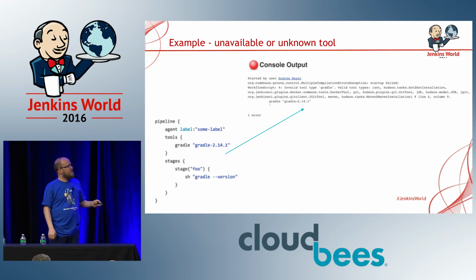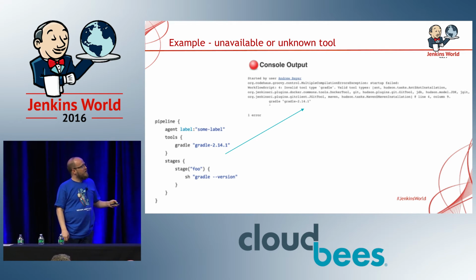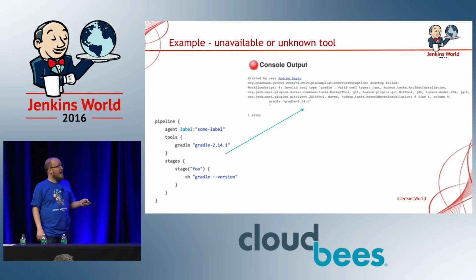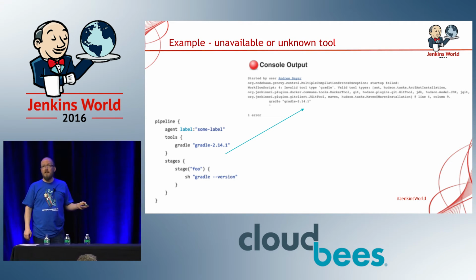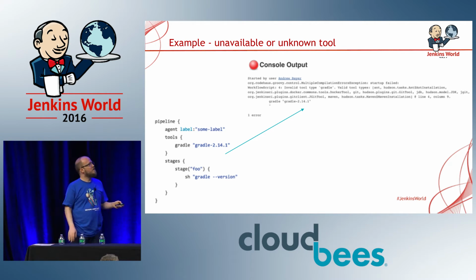And here is a slightly uglier error. It gets prettier someday, I promise. But it's telling you that despite my attempt to install Gradle and run Gradle, I haven't configured Gradle on this Jenkins master, and it instead tells me what is available, which, like I said, there's some ugly there. It's going to get better, I promise.